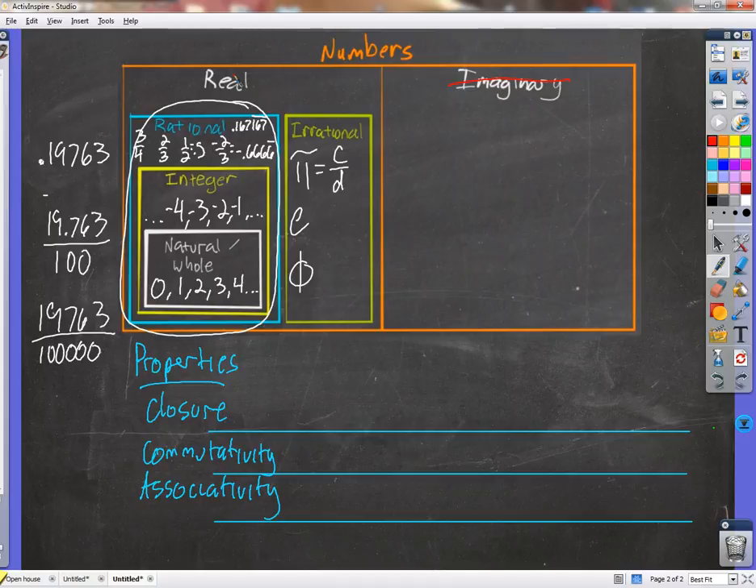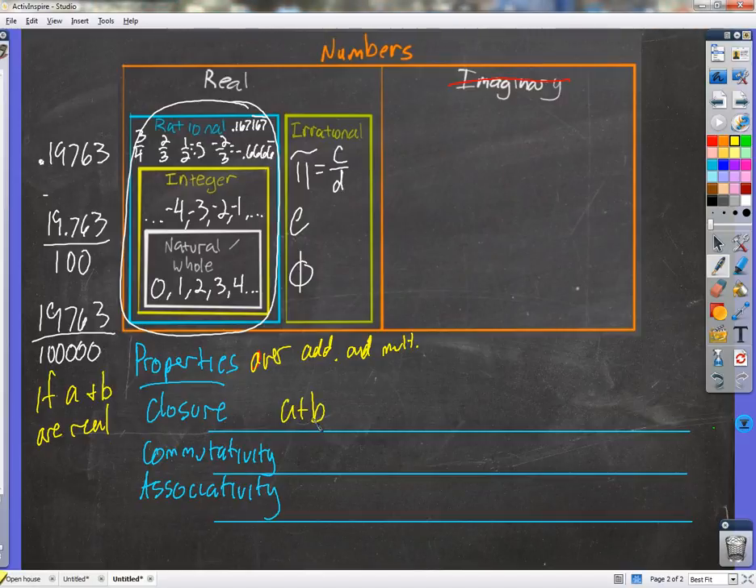Okay, so closure. These real numbers have properties over the operations addition and multiplication. So the closure says that if A and B are real numbers, then these things are true. A plus B, what kind of number do you think you're going to get when you take a real number plus a real number? Another real number, okay? So A plus B is also real. And A times B is also real.